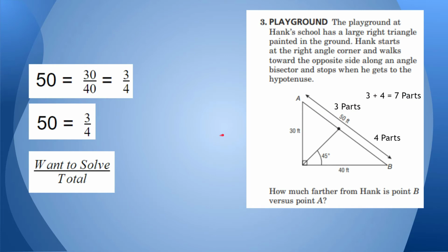That's important because we're actually going to figure out that we have a total of 7 units, 7 parts that add up to this 3/4. When you add 3 and 4, you get a total of 7. While the total length is 50, the total number of parts is 7. So let's set up that ratio this time.